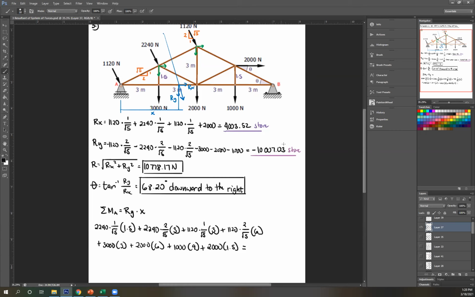Equals Ry, and this is your Ry. Ry is clockwise, so positive Ry, 10,007.03 times x. Okay, solve for x. It's a very long solution. Correct, it's 4.75.